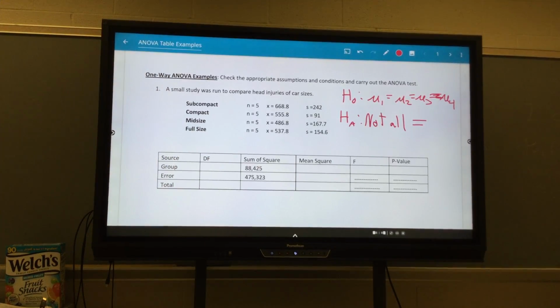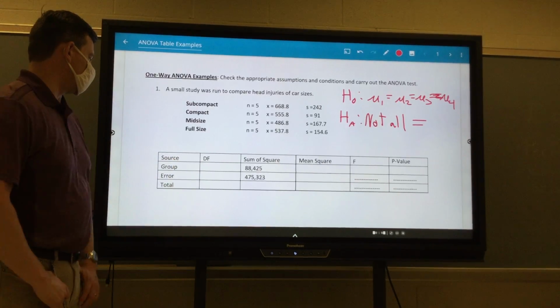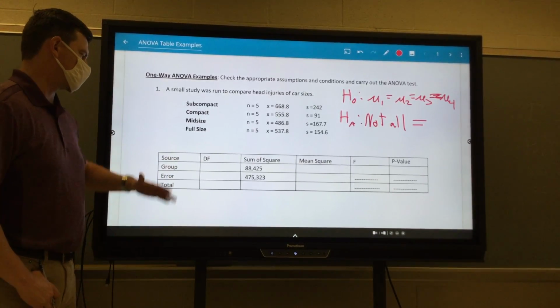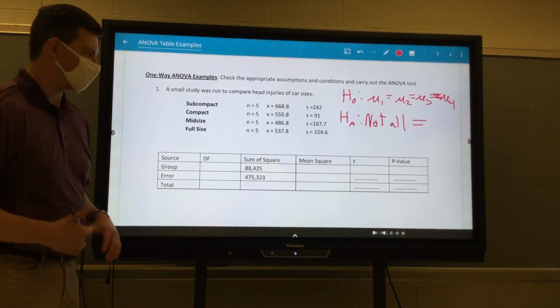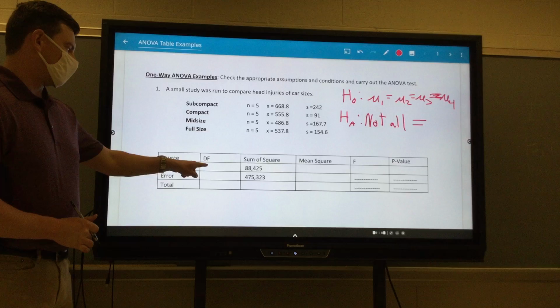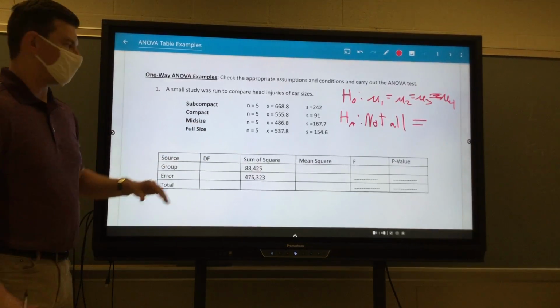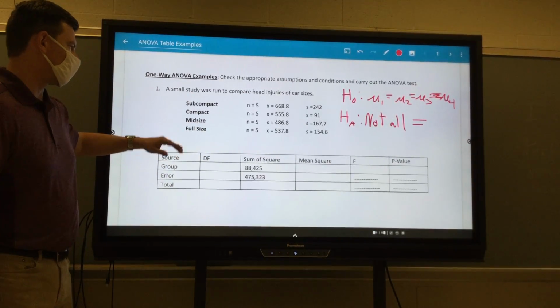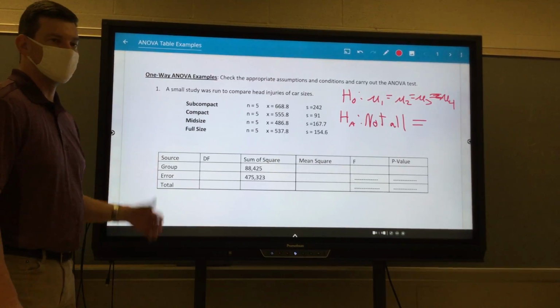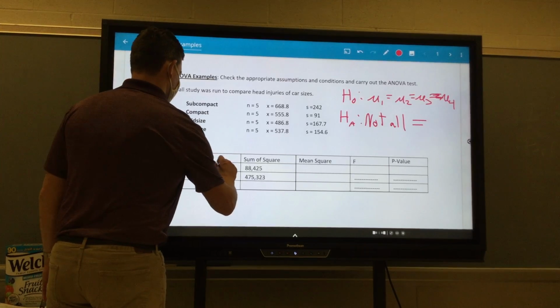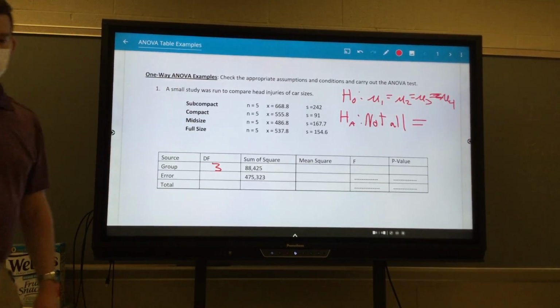Okay, so up here, we're finding our degrees of freedom. Degrees of freedom for the group, the numerator, and degrees of freedom for the error, the denominator. Remember that this is just looking at the breakdown. We have 4 different breakdowns of car: subcompact, compact, mid-size, full size. N-1 for that, 3 degrees of freedom for the group.